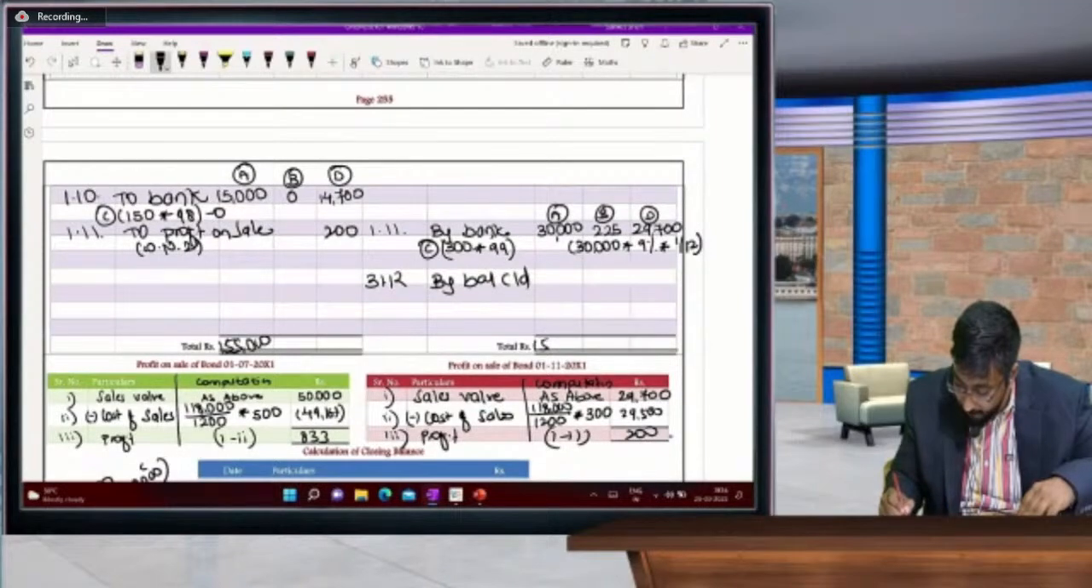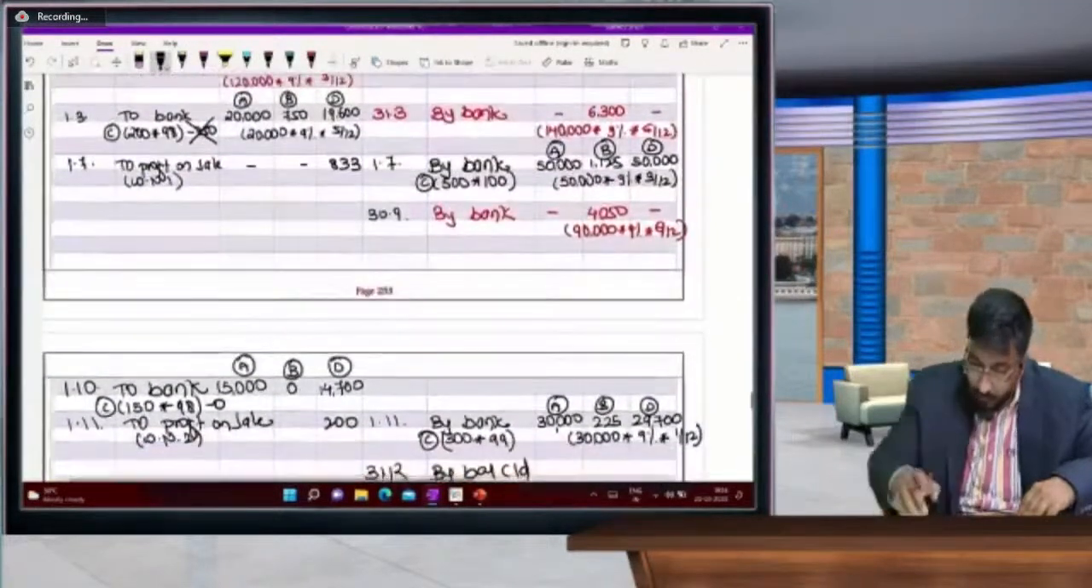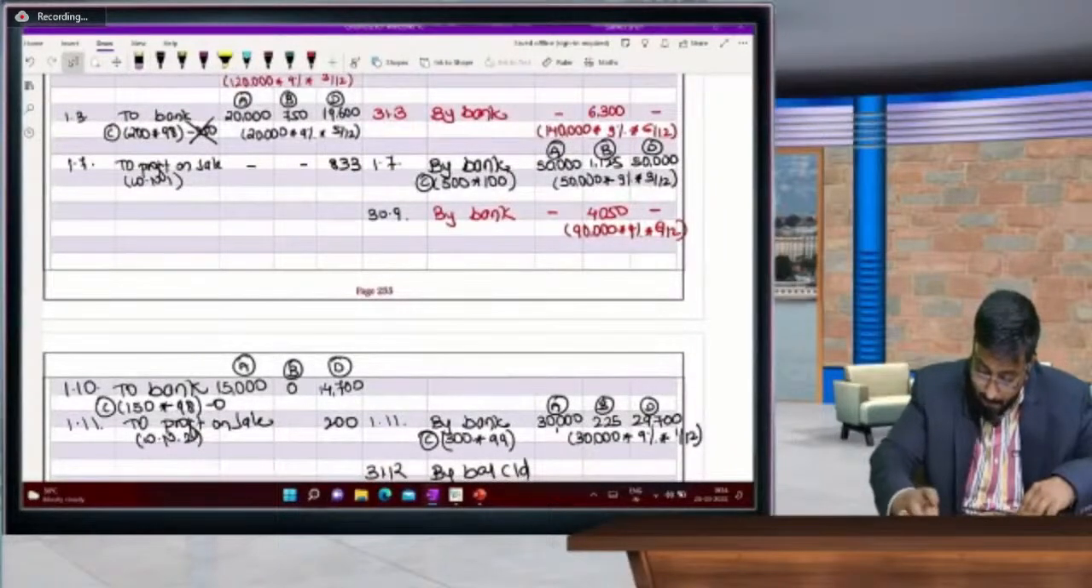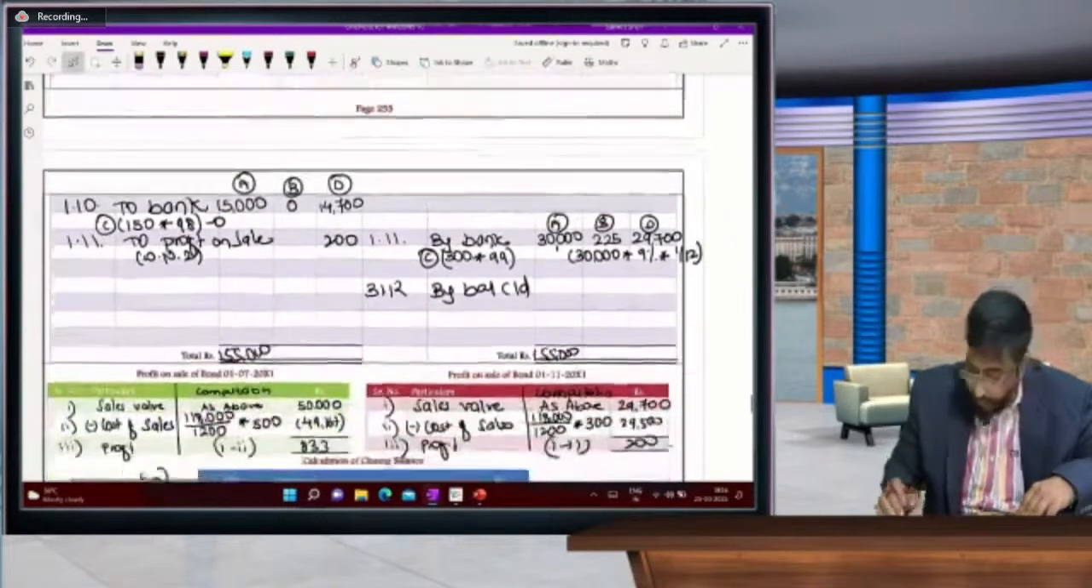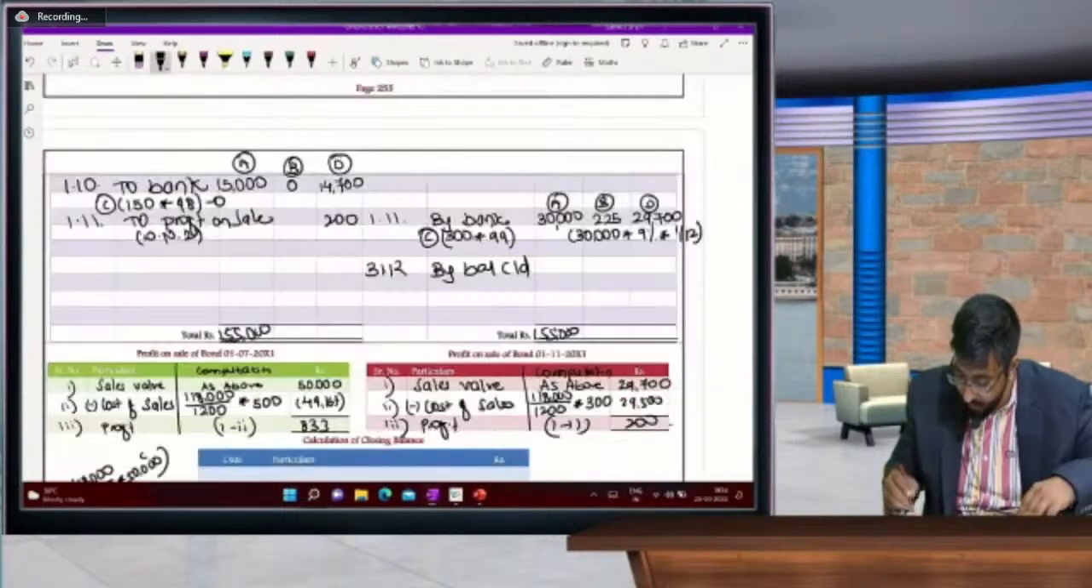1,55,000. 155 minus... Beta, how much? 50 minus 30. You are left with 75,000, na? We had already written 75,000. Yes, yes, yes. So we are on the correct track, beta.